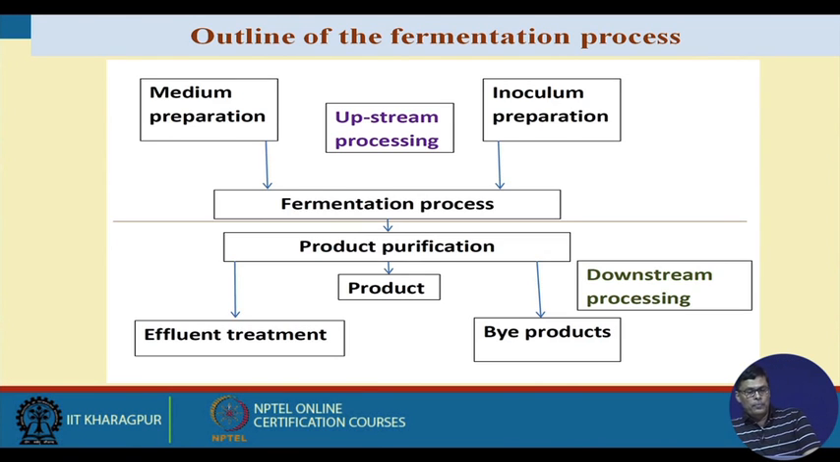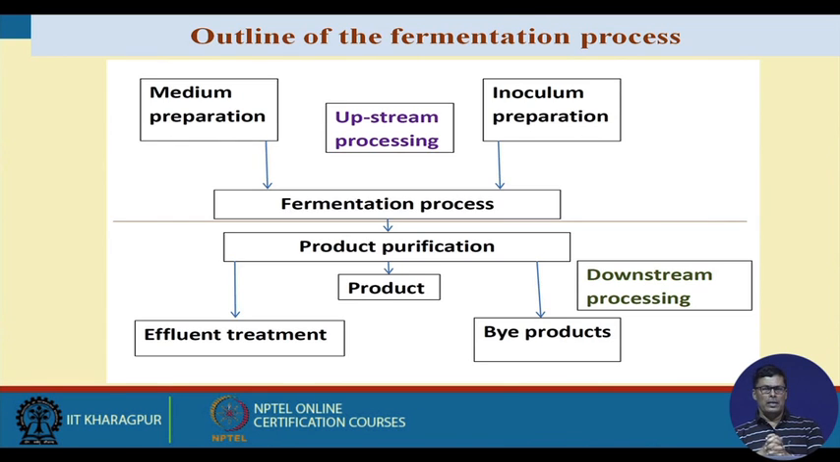Now finally, I want to tell you that if you look at industrial biotechnology processes, broadly they can be divided into two parts. One we call upstream processing, another is downstream processing. Upstream processing comprises medium preparation, inoculum preparation and the fermentation process. Medium, as I told you, comprises a carbon source, nitrogen source, minerals and vitamins that we mix in a tank. Then we have to sterilize it, which is called medium sterilization. Most fermentation processes are operated aerobically, so we require air, and air should be sterilized. Then inoculum preparation is also very important. This whole unit, including the fermentation process, we call upstream processing.